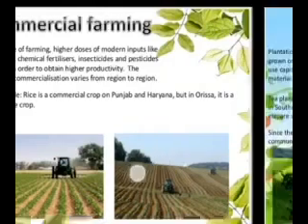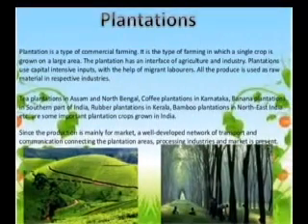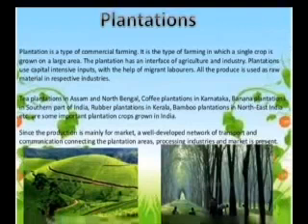What is plantation? Plantation is a type of commercial farming. It is the type of farming in which a single crop is grown on a large area. The plantation has an interface of agriculture and industry. Plantations use capital intensive inputs with the help of migrant laborers. All the produce is used as raw materials in respective industries.